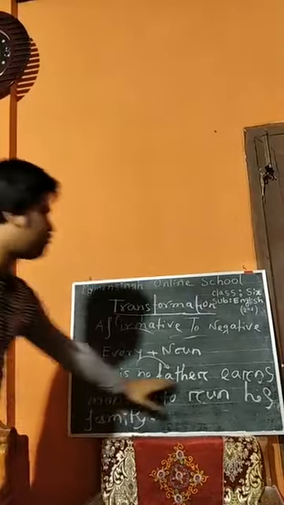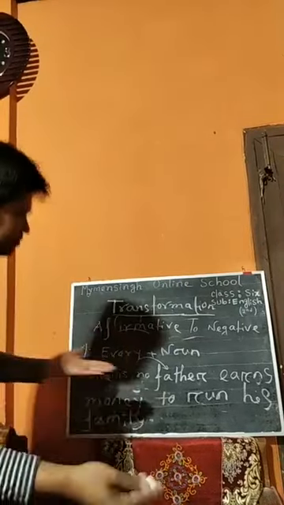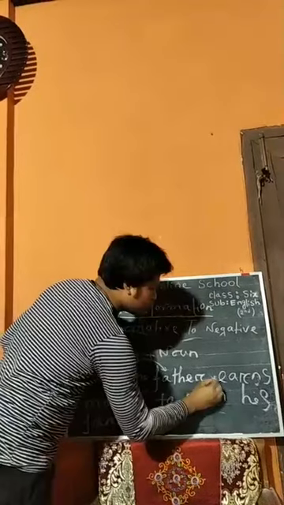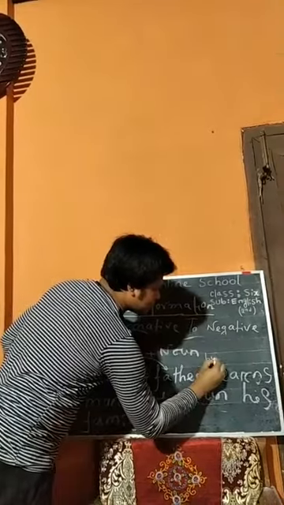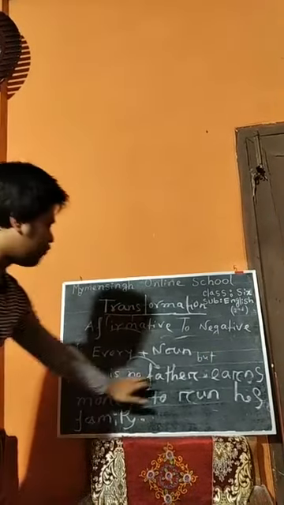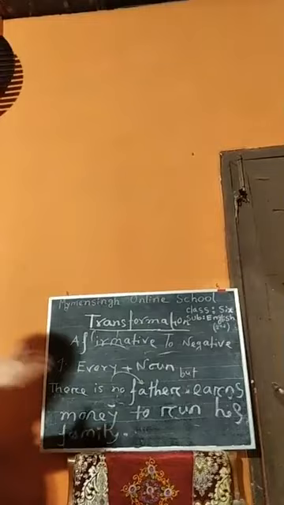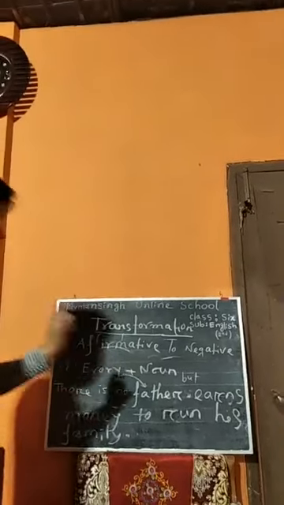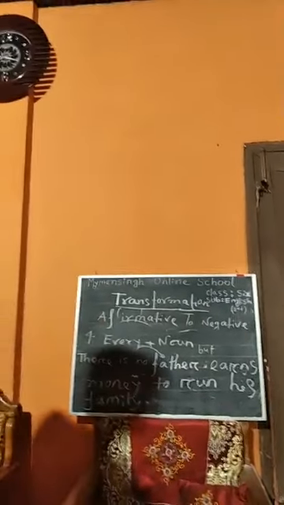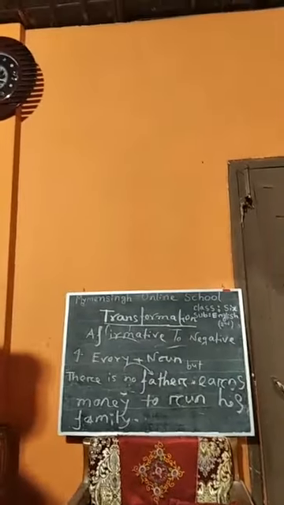There is no father. But then, here we have to use a but. What will be the meaning? There is no father but earns money to run his family. The answer will be, every father earns money to run his family. The negative form will be, there is no father but earns money to run his family.